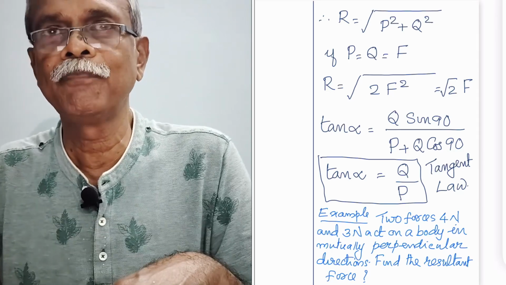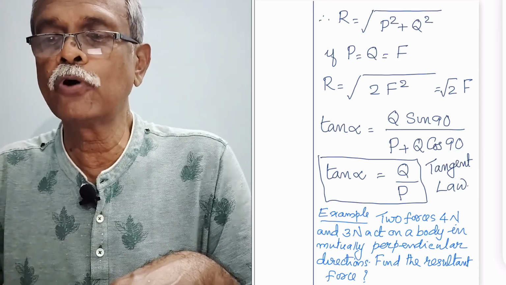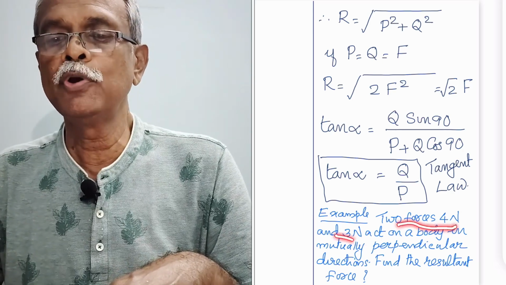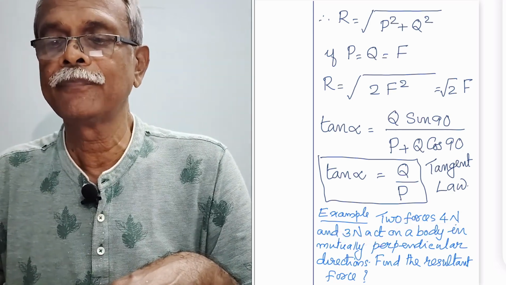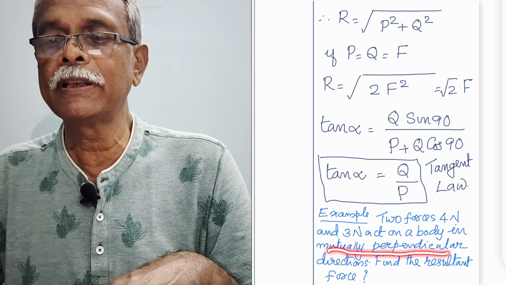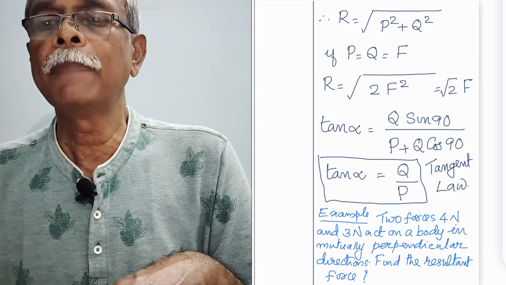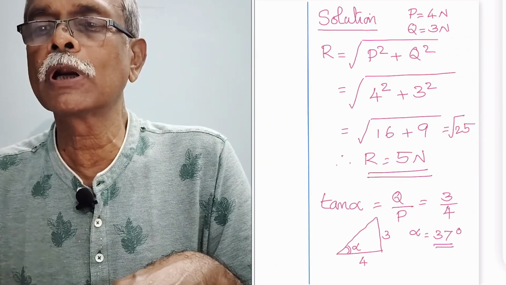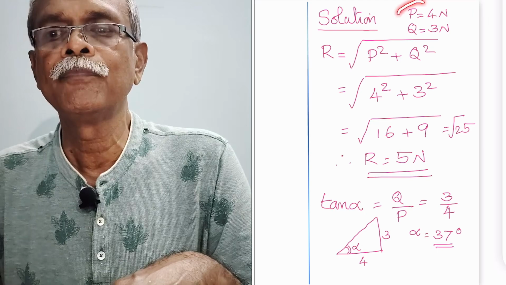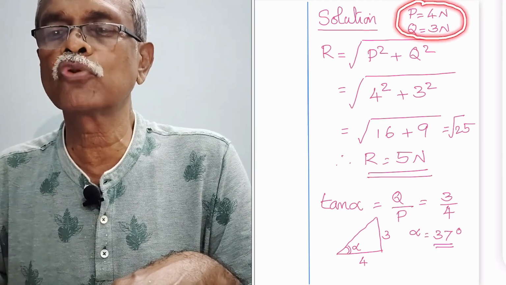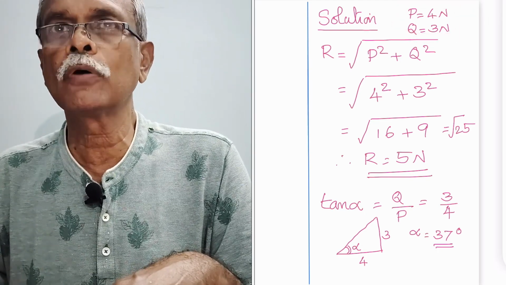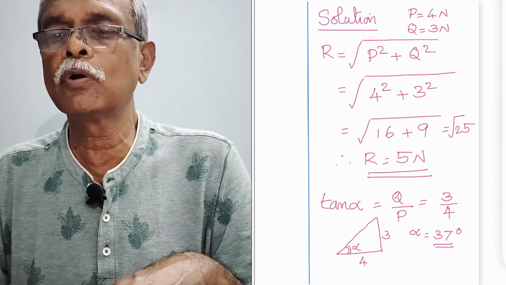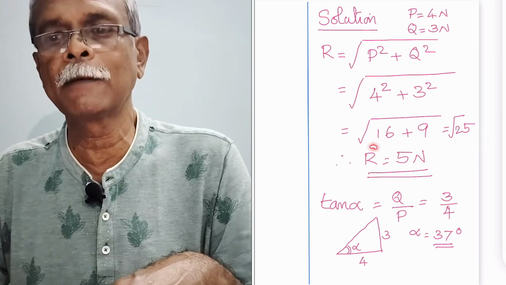We'll take an example. Two forces 4 Newton and 3 Newton act on a body in mutually perpendicular directions. Find the resultant force. We know the formula for that. R is equal to root of P square plus Q square. P is given to be 4 Newton and Q is given to be 3 Newton. Therefore, R is equal to root of 4 square plus 3 square. That is root of 16 plus 9. That is square root of 25. Therefore, R will be equal to 5 Newton.